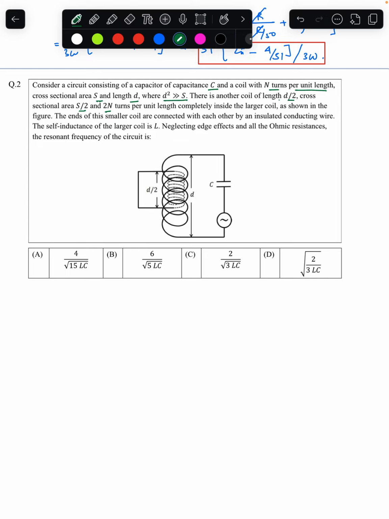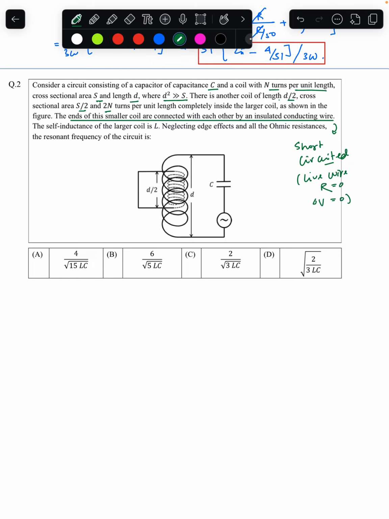The ends of the smaller coil are connected with each other by an insulated conducting wire. This line is very significant. What is the significance of this line? When they are saying that, it means this is short circuited. And they are not mentioning the resistance of the wire, so we will consider this to be an ideal wire. For the ideal wire, we know resistance is equal to 0, so the potential drop around that will also be equal to 0. It will act like a superconducting coil.